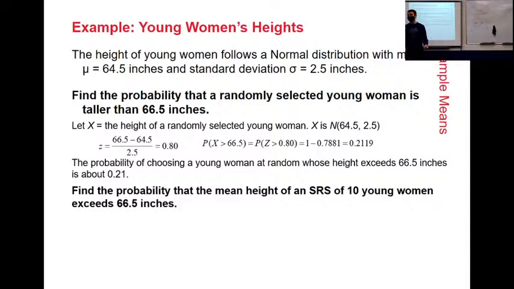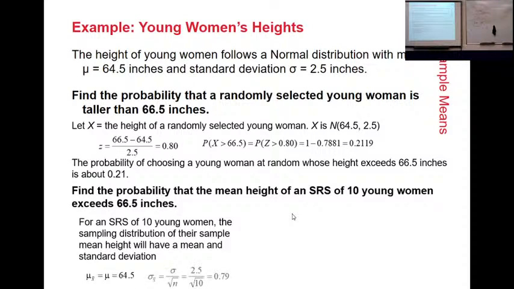So what will our standard deviation be on this one? We take our standard deviation and we divide it by what? It's going to be the square root of our sample size, which is 10. And so our new distribution is still going to have a mean of 64.5, but the standard deviation will be the 2.5 population standard deviation over the square root of n.